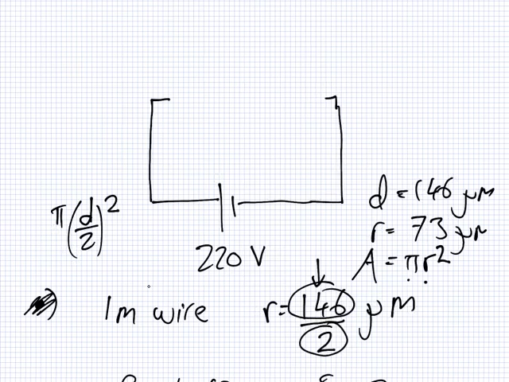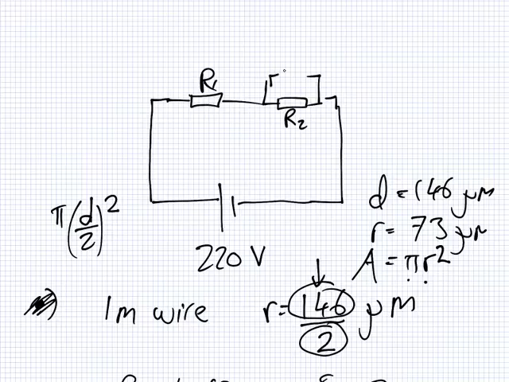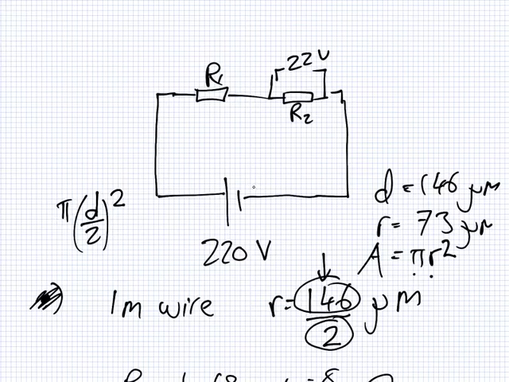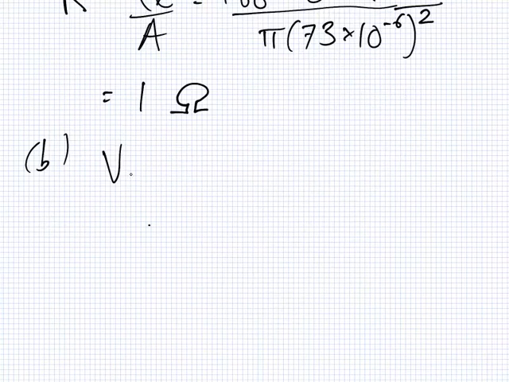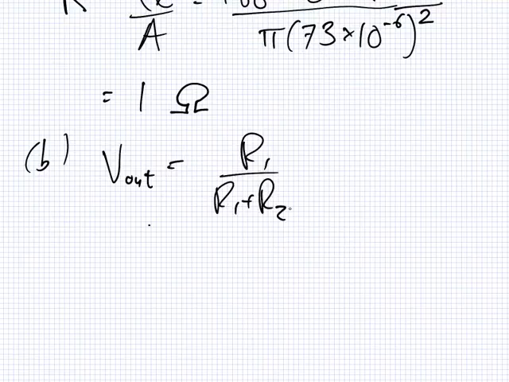Okay. So what you have here is R1 and then an R2, and here you have 22 volts. So you want 22 here. We can use our formula from the class. If I remember correctly, it's V out equals R1 over R1 plus R2 times V in. Oh sorry, R2 on the top. Yes, R2, thank you.